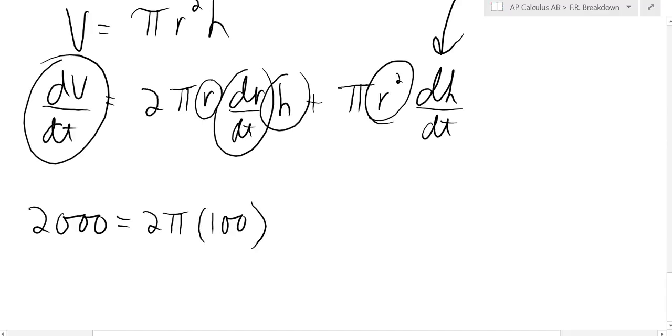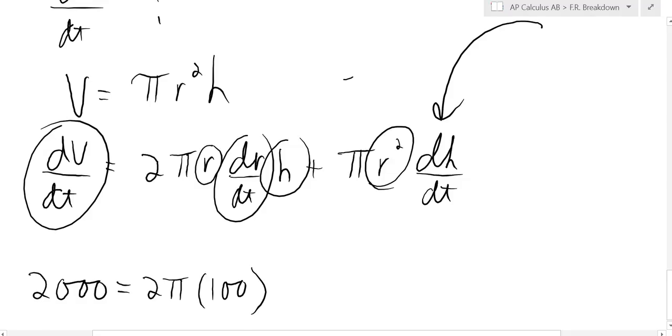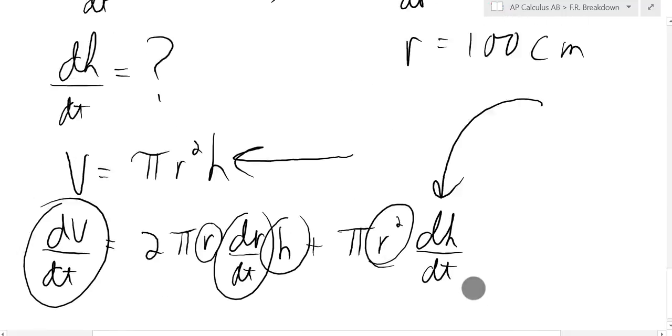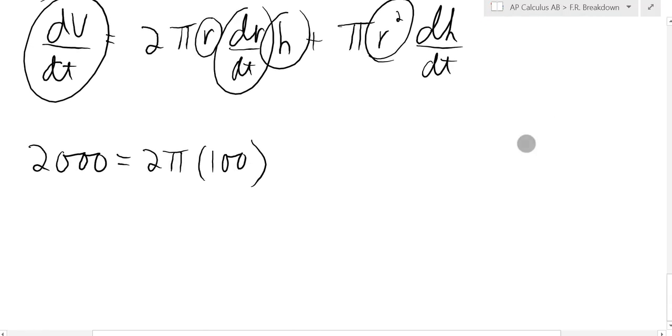Sometimes kids want to plug that 100 into the volume equation. You don't want to plug in anything that's changing until after you derive. That's why I didn't plug that 100 in when we did this. But now I'm plugging it in because we're already done deriving it. And dr/dt is 2.5. You can worry about the units here, but they're all just going to work themselves out.